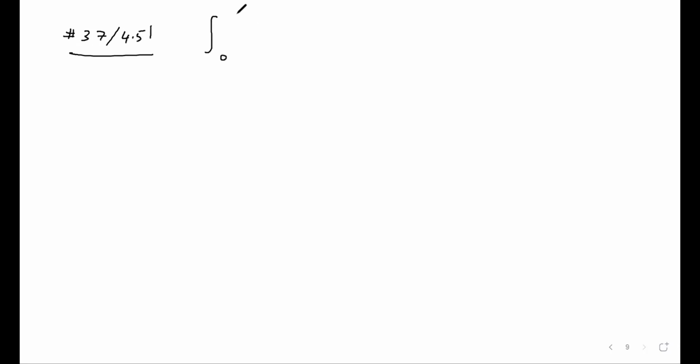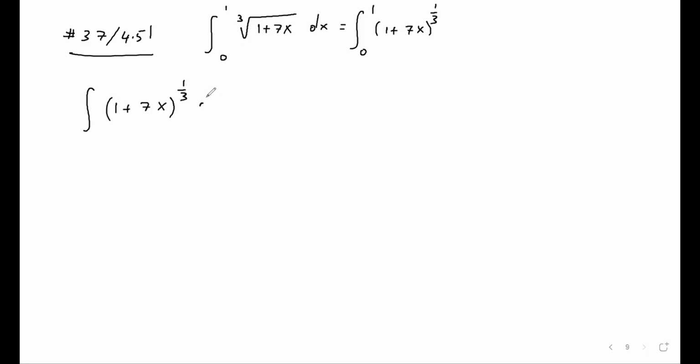So it's an integral from 0 to 1 of the cube root of 1 plus 7x dx. As you can see here, this is the integral from 0 to 1 of 1 plus 7x to the 1/3. And the antiderivative of 1 plus 7x to the 1/3 dx is going to be equal to, so we're going to add up 1 here.